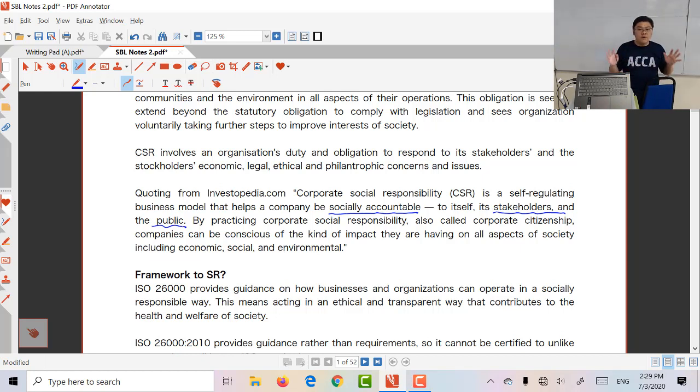So the whole idea of pursuing CSR is because we want to earn this thing called corporate citizenship. Now, I'm going to ask a very tough question. When was the last time you heard of this phrase? Okay. Where?